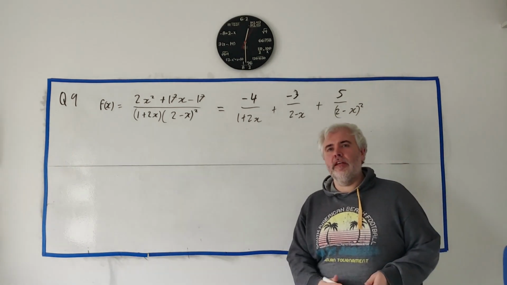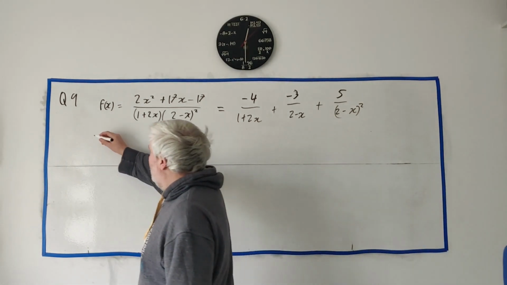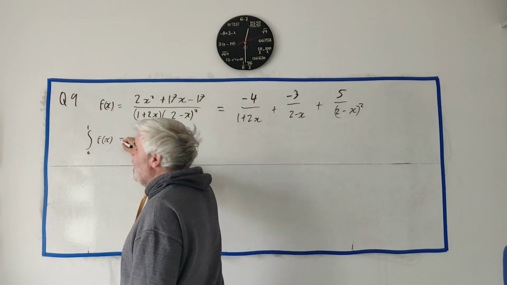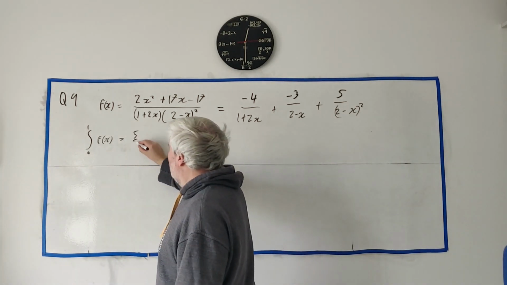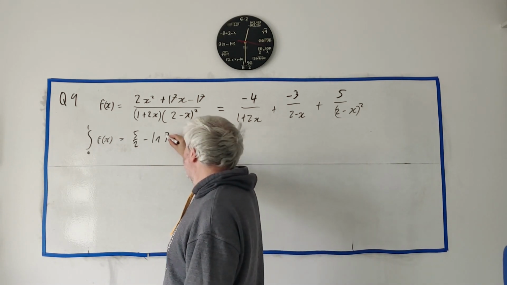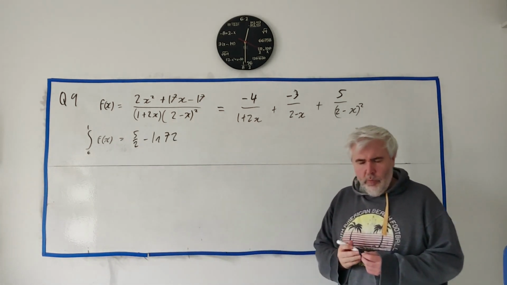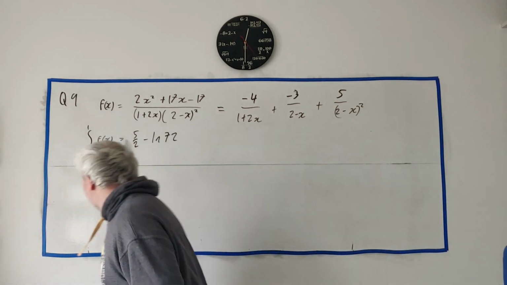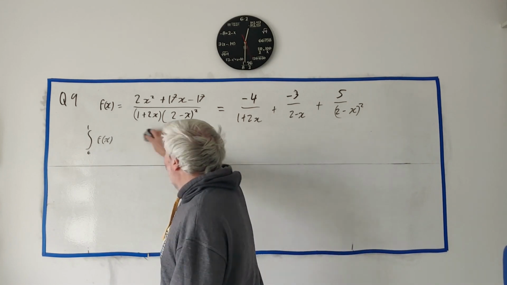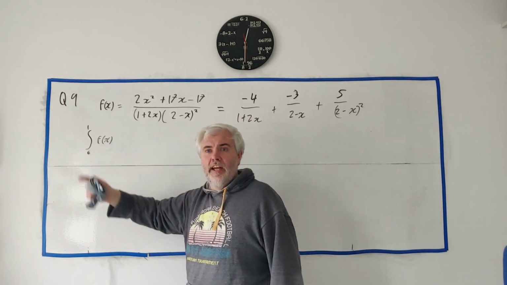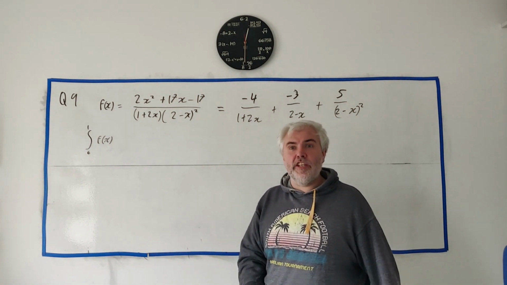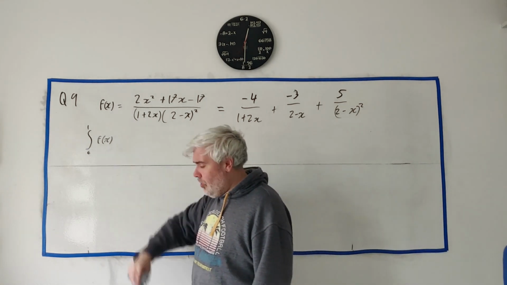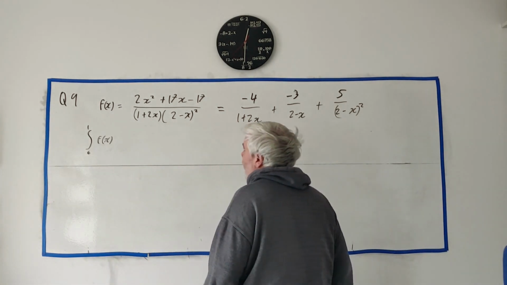Okay, for part B, they ask us to show that the integral between 0 and 1 of f(x) is equal to 5 over 2 minus natural log 72. Now, first of all, whenever they say show this, you can read that instead like they're asking you find this, find the answer. But here we're going to be nice. We're going to show you the answer just so you can check if you're right or wrong. So that's it. We're just going to find this answer.